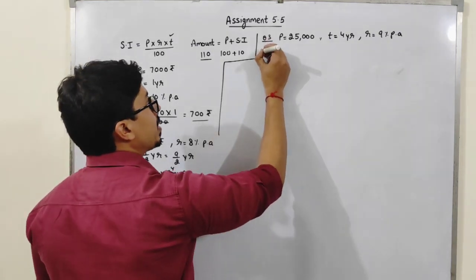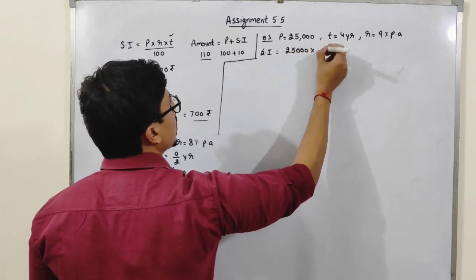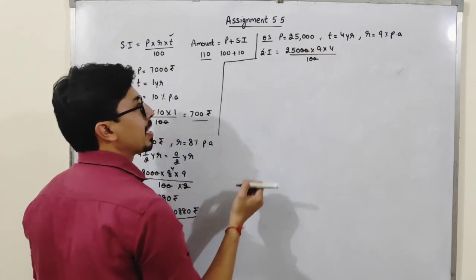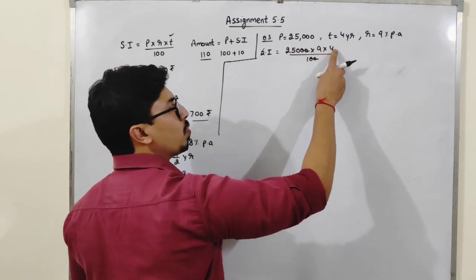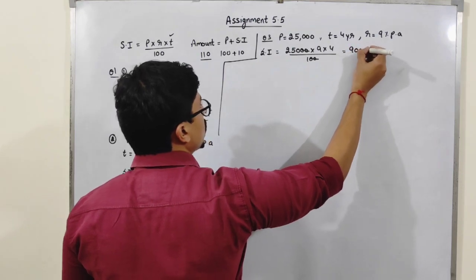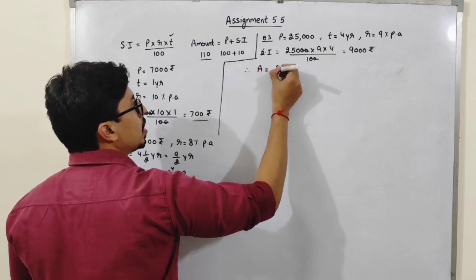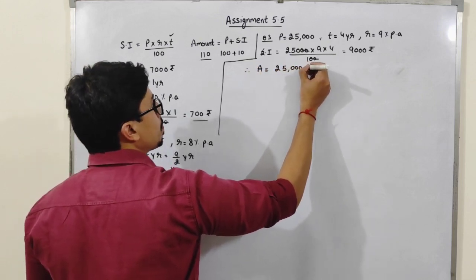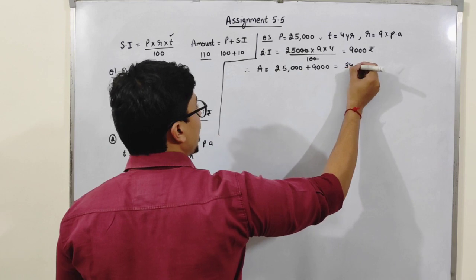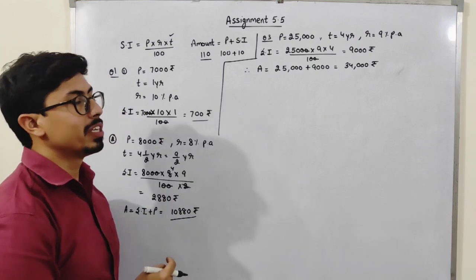So simple interest will be how much? P, that is 25,000, into R, 9, into T, 4, upon 100. Two zeros can be cancelled out by these two zeros. 25 into 4 is 100. So it will be 9,000 rupees. Therefore, students, the amount that we have to pay is 25,000 plus 9,000. If I add them, it will be 34,000 rupees. So 34,000 is my required answer.